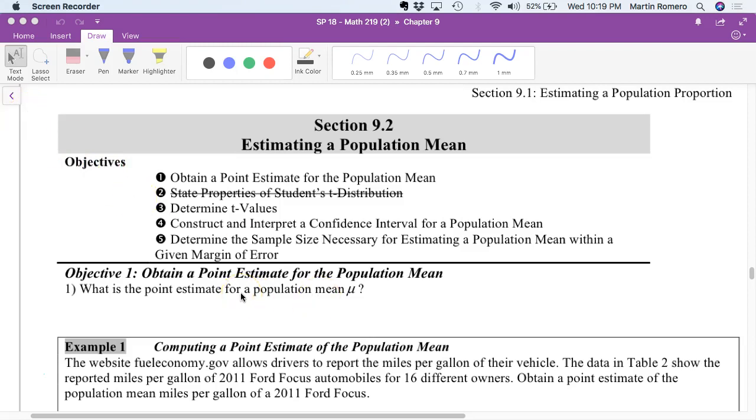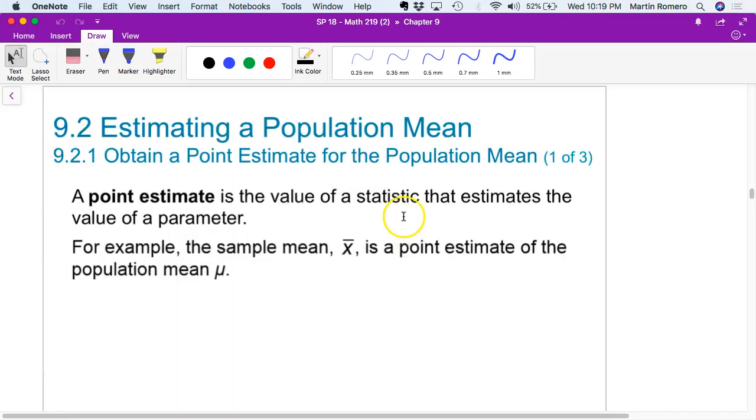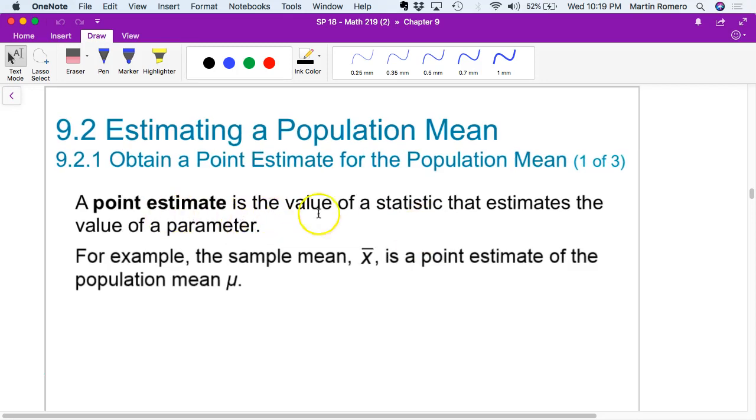What is the point estimate for a population mean mu? We talked about point estimates in the last lecture. Point estimate is the value of a statistic that estimates the value of a parameter. And so if we ask you to guess the average age or estimate the average age of everyone in the classroom, you would be giving us a point estimate. We talked about confidence intervals in the previous lecture, and that's where we're going with this lecture.